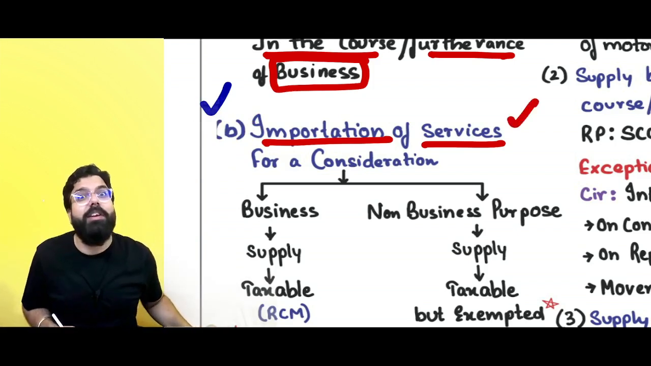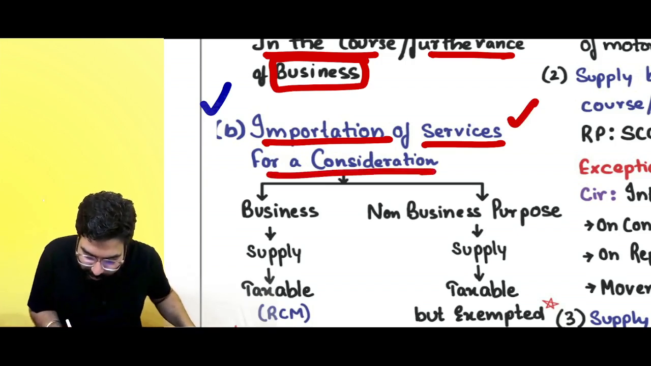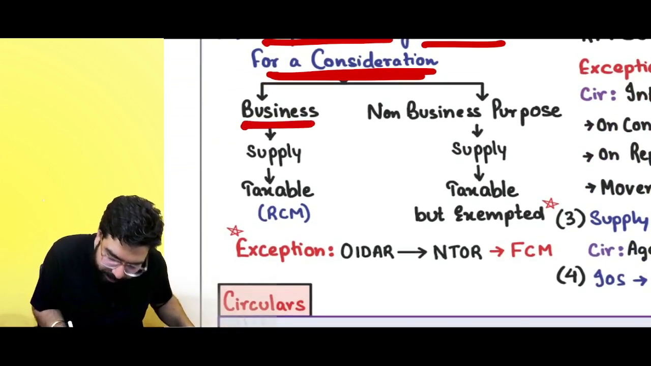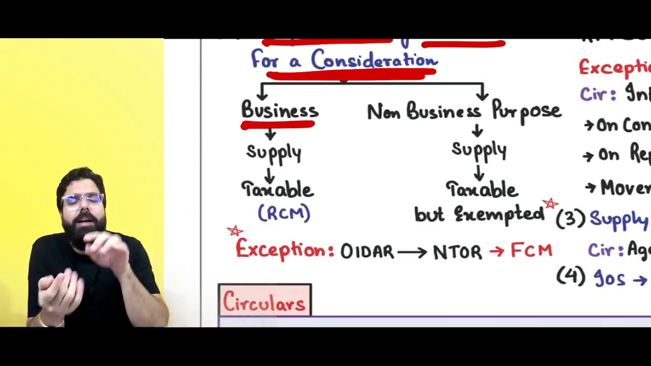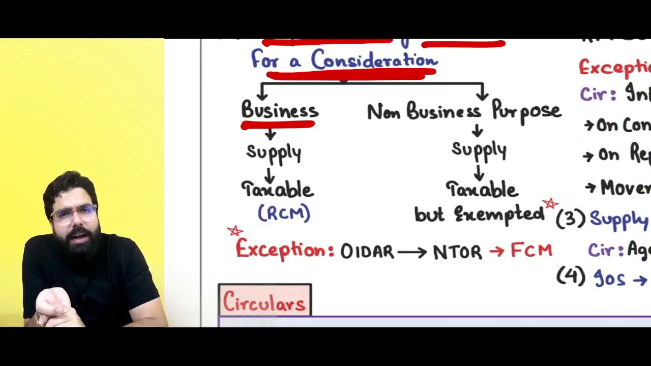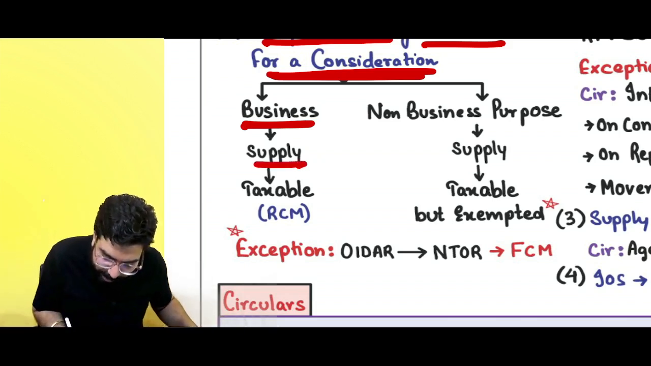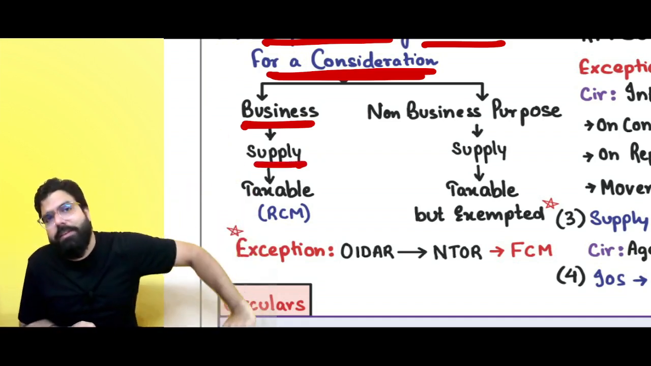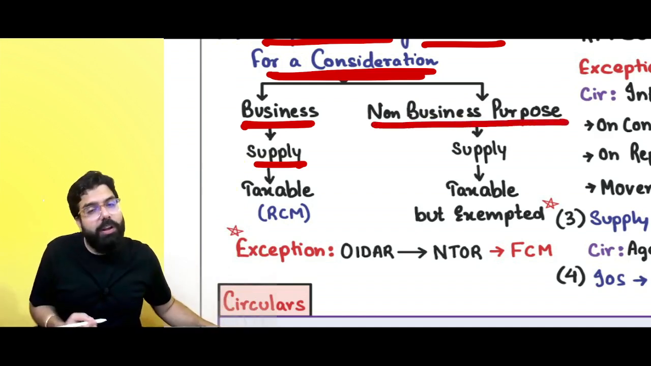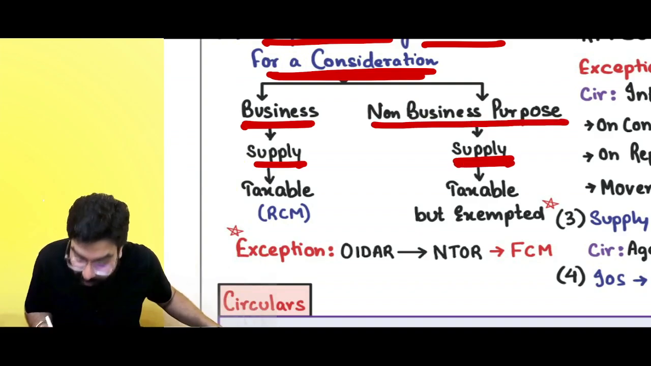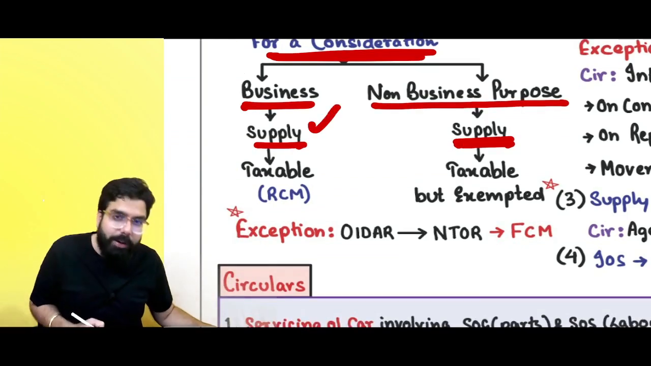If importation has happened for a consideration in the course of business, for example, I took some legal services from outside India for the purpose of my business in India, then it's a supply. Sir, if I take some legal services from outside India for the purpose of my family dispute, then it's a non-business purpose, and that is also a supply. Always remember, it's a supply.